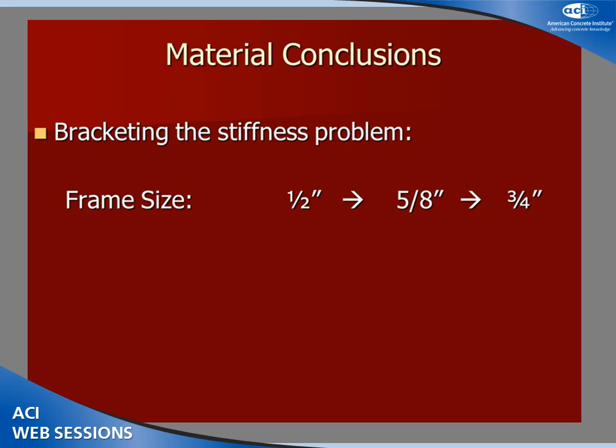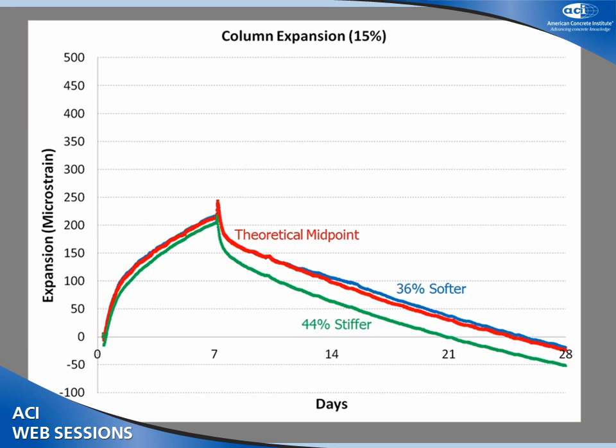In terms of material conclusions, bracketing the stiffness problem, as I said, 1/2 inch to 5/8 to 3/4 were the three stiffnesses used, with the 5/8 being the theoretical midpoint to simulate a concrete boundary condition. This gives a change from the midpoint 44% stiffer and 36% softer. But if you notice from this curve, the theoretical midpoint is marked in red.